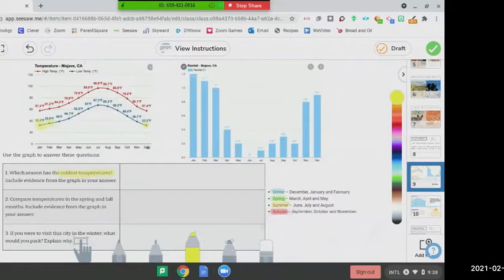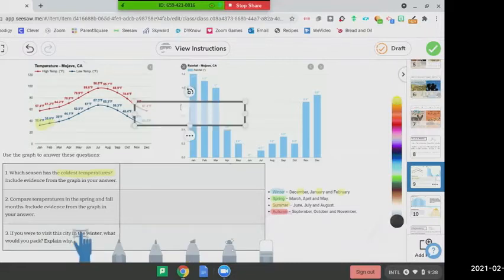Those months are December, January, and February. My evidence right here tells me that that's winter. The months of December, January, and February are winter. So which season has the coldest temperature? The winter.